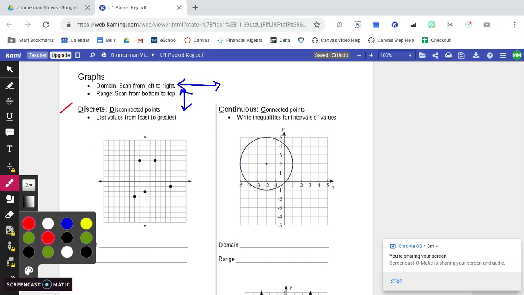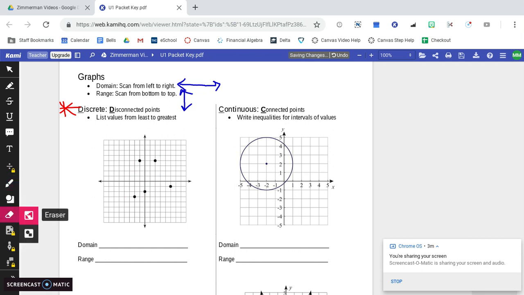First, we have the discrete graphs. That's where the points are disconnected. I don't have a way to connect these points. I wasn't given any lines with it. So if points are disconnected, it's discrete. And we need to know, where do those points sit? Where are they located on the coordinate plane? So that you can come up with the domain, the x's, and the range, which are the y's.